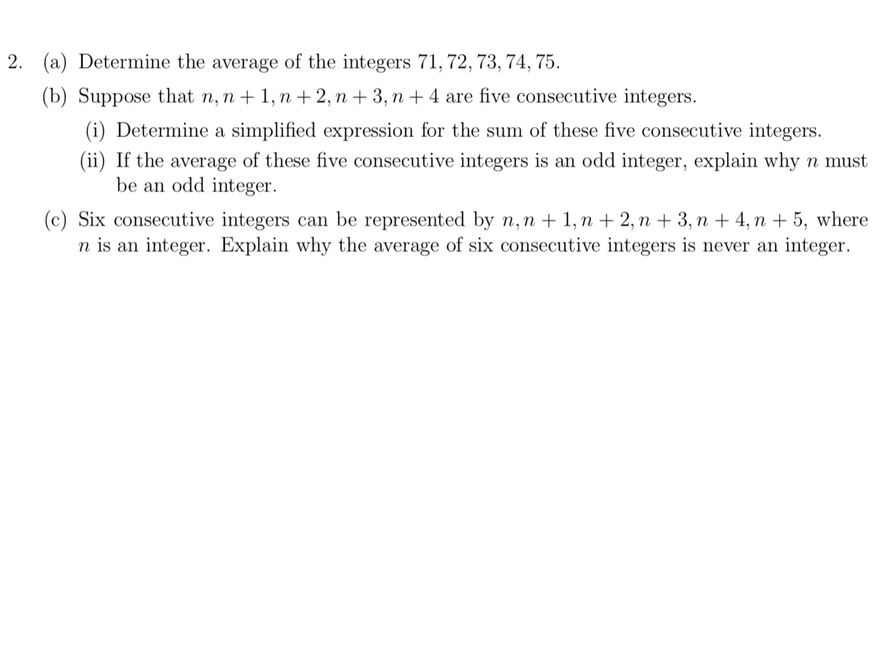Determine the average of the following integers. All right, this is pretty straightforward. You add them all up, and then you divide by the number of integers, which in this case is 5. And of course, that will give you 73. So that's pretty straightforward. Part B, suppose that n to n plus 4 are 5 consecutive integers.